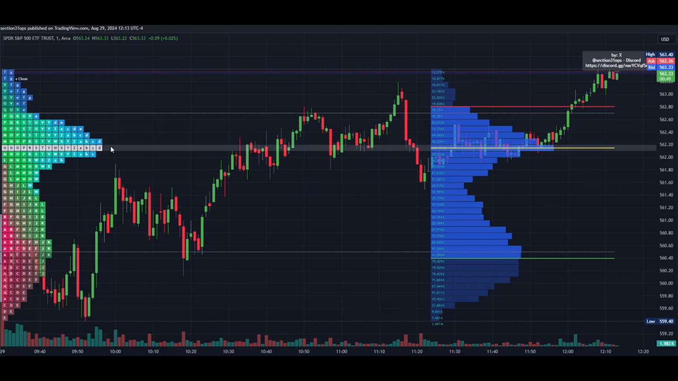Okay, so on this chart here, we're going to start off with the market profile. I was trying to figure out how to present this to you, and I don't think I want to do it live. I think we're going to use a static image that was taken earlier today. So let's start with some basic definitions.